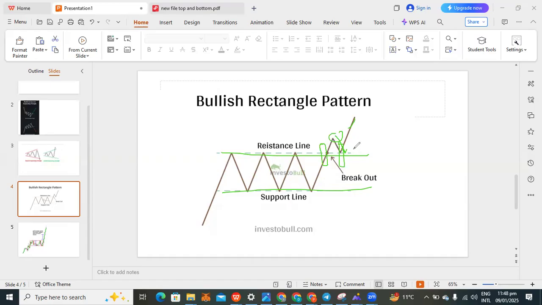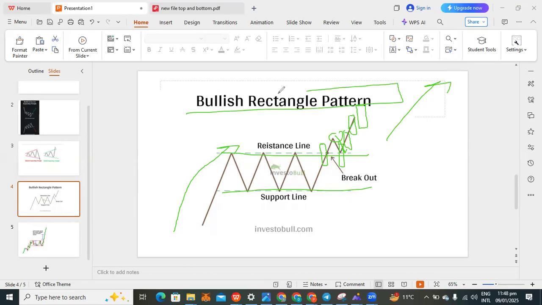So that's a continuity pattern. That will tell you that the price is going to continue to increase, and it's going to just keep on increasing. The pattern which we were already having, it's going to continue. You get what I'm saying? That's called a bullish rectangle pattern.